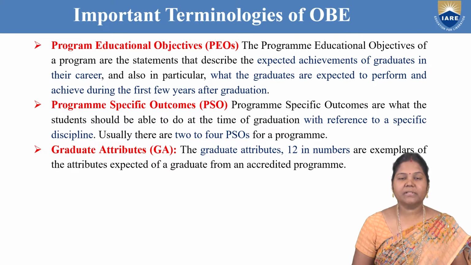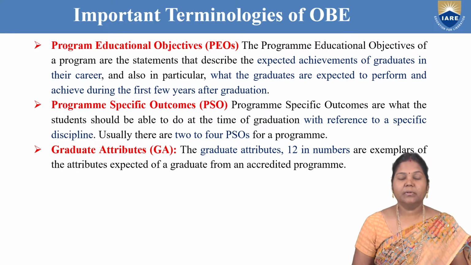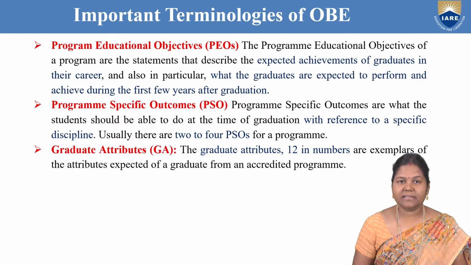That means if a student does BTech in computer science and engineering, then what they are going to achieve in their career is expected from the first few years of their graduation. That means how successful they are from a career perspective. If they are very highly successful in their career, then we can say that we have achieved the program educational objectives.